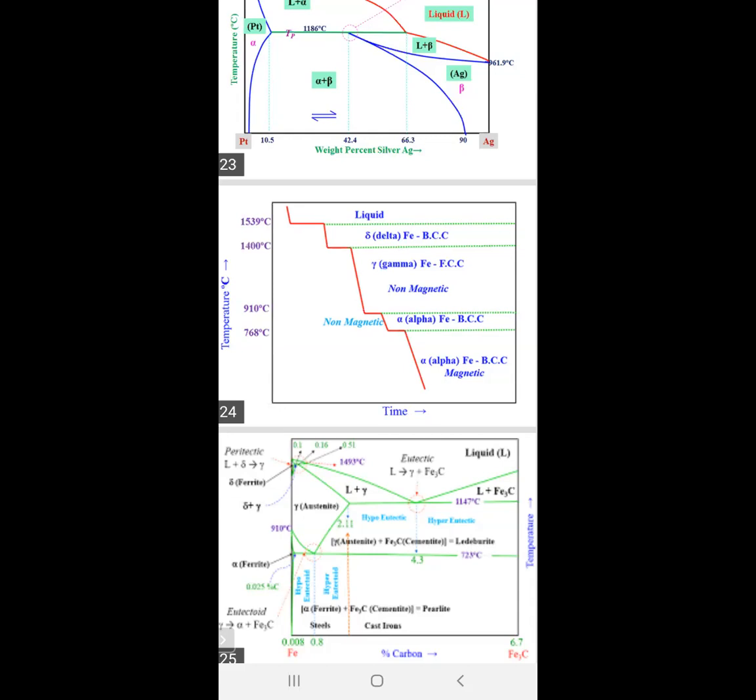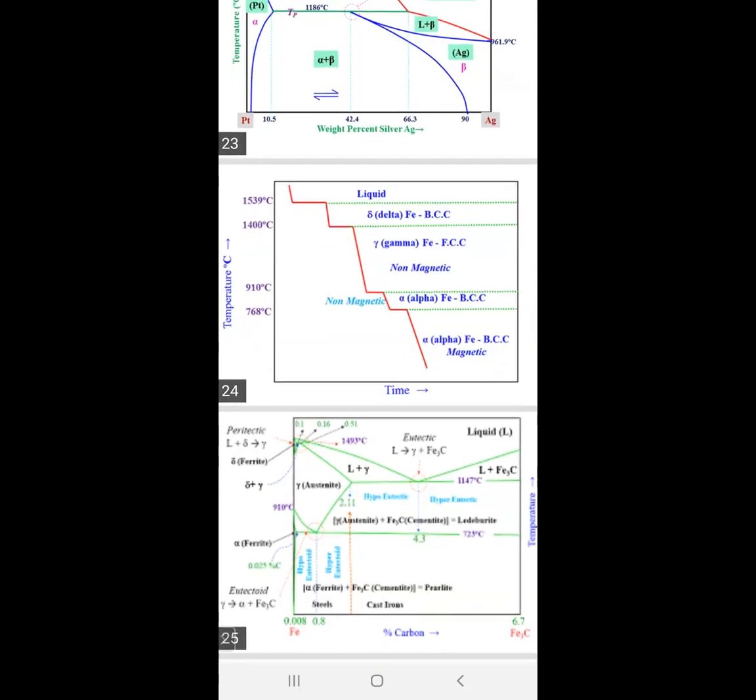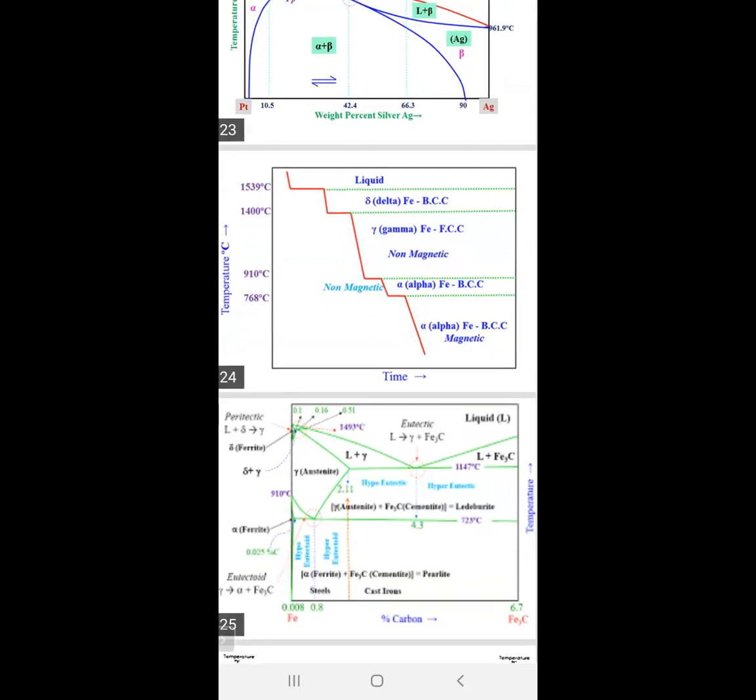See this alpha solid phase. The crystal structure is BCC, body centered cubic. In this temperature range it is non-magnetic. Then when you cool it to room temperature, the iron exists in the alpha phase, the same phase. Here it is magnetic.